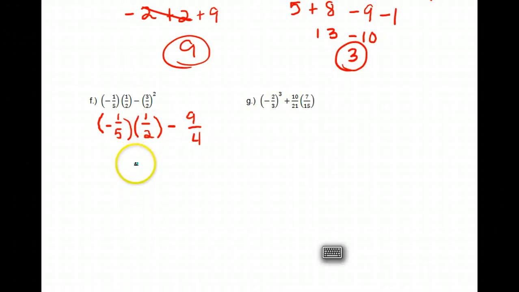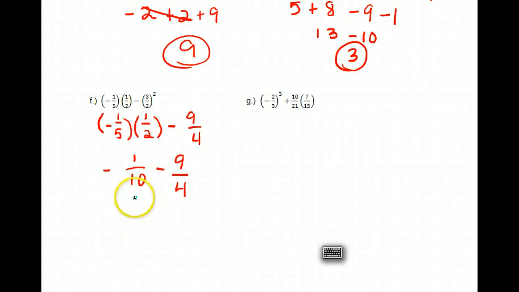Always check for cross-canceling. In this situation, there is no cross-canceling that can be done, so we are just going to straight multiply. We do know that a negative times a positive will always make a negative answer. So then 1 times 1 is 1, and 5 times 2 makes 10. And then we're going to bring down the 9 over 4. And then at this point, before we can move forward, we do need to find a common denominator. Fractions cannot be subtracted when they have different denominators.